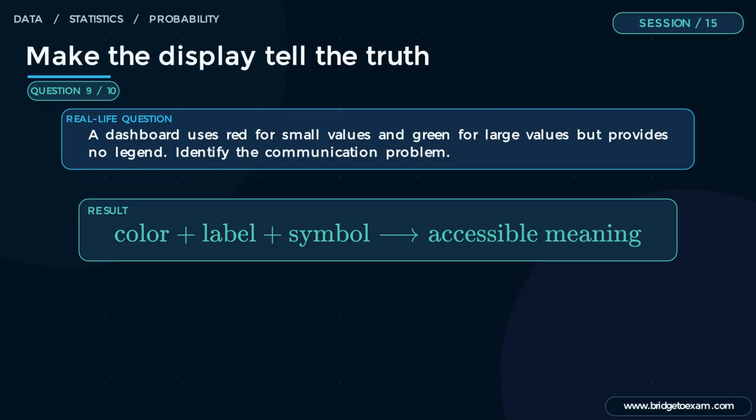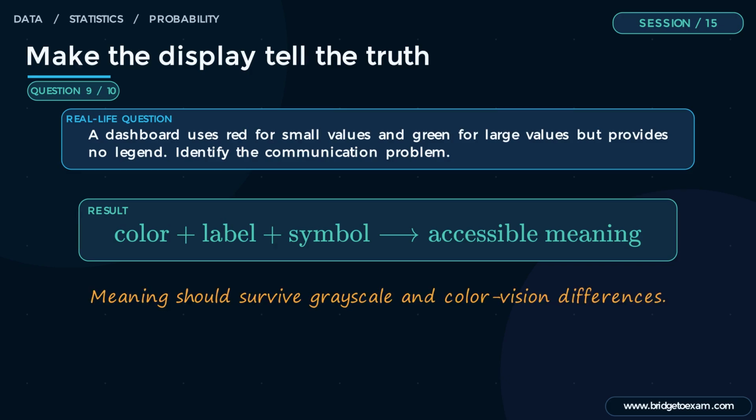Quick check. The display should remain understandable in grayscale and with assistive technology where possible. This matters in real life because accessible dashboards help all decision-makers interpret the same evidence.